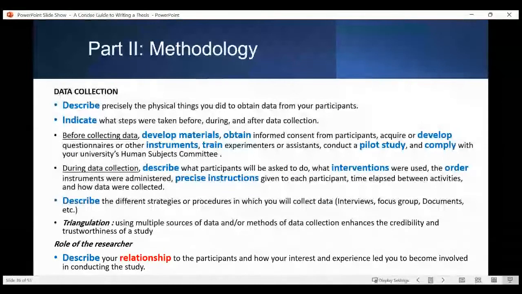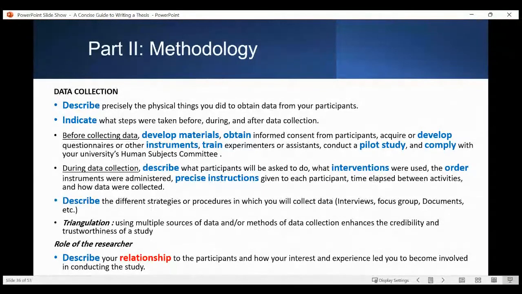Now, you need to describe all the procedures that you went through. Indicate the steps that you were taking to collect the data before, during, and after data collection. For example, before collecting data, how you developed the materials, obtained consent forms, developed the questionnaire or interviews, and whether you conducted a pilot study or not. This is really an important step here. Whether you comply with your university ethical committee.